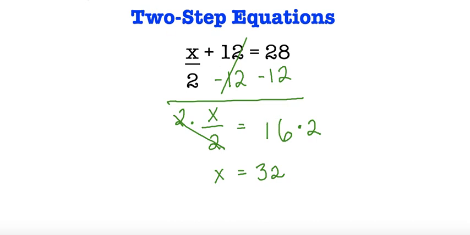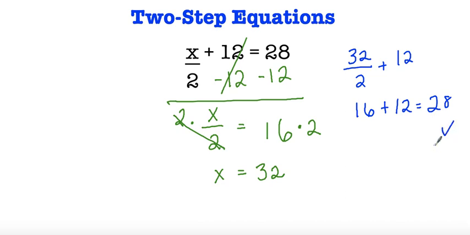If I wanted to go back and check my work, all I would have to do is substitute x for 32, and 32 divided by 2 plus 12, so 32 divided by 2 is 16, plus 12 is 28, so that's how I know I did it correctly, because this is a true statement, so x is equal to 32.